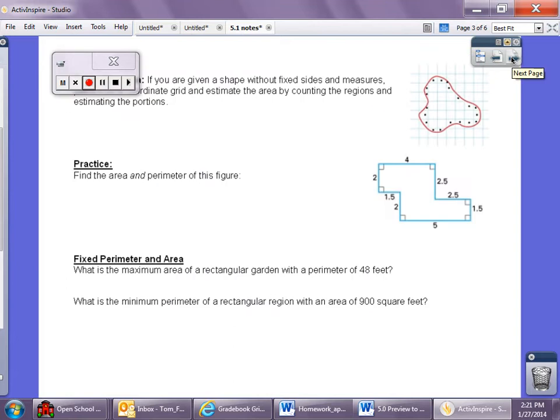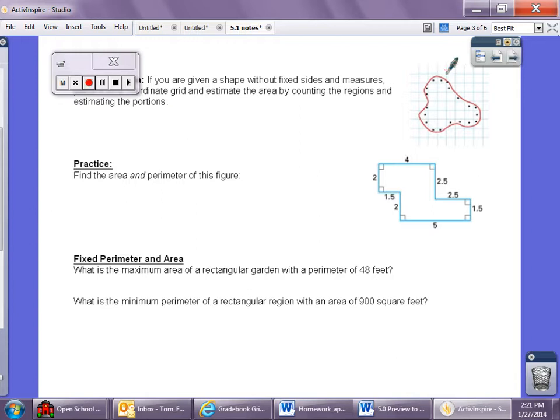Now we can estimate area. If we're given a shape without fixed sides, we'd have to place a coordinate grid over it. I know on your paper it's very hard to see that coordinate grid, so I'll just show you how you can figure this out, and then we can count the regions and estimate the portions.